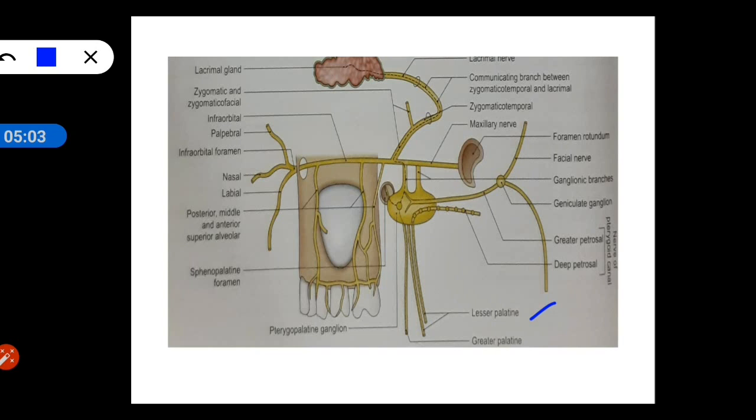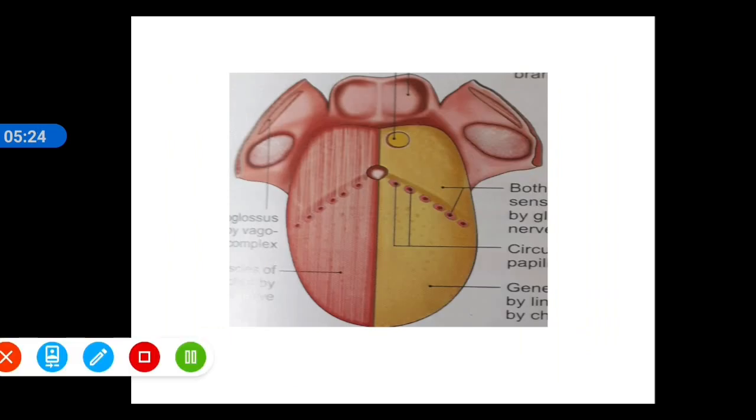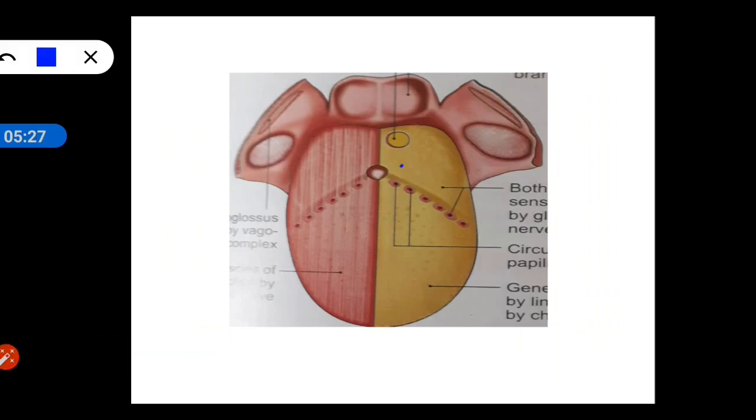Now, we have discussed the motor supply. We have discussed the secretomotor fibers, how they move. We have also discussed the sensory supply. Now, we'll discuss the taste sensation, how it is carried from the soft palate. It is mainly again by the lesser palatine nerve and the glossopharyngeal nerve. We know that the glossopharyngeal nerve carries the taste sensation from the post-sulcal part of the tongue along with the vallate papillae, and also from the soft palate.